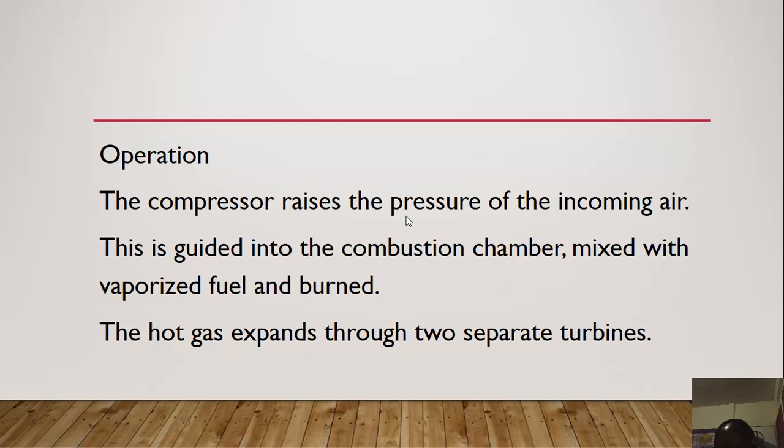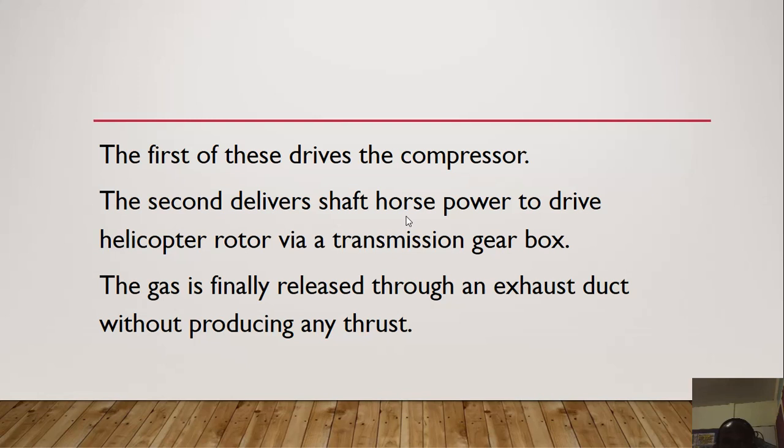Operation. The compressor raises the pressure of the incoming air. This is guided into the combustion chamber, mixed with vaporized fuel and burned. The hot gas expands through two separate turbines. The first of these drives the compressor. The second delivers shaft horsepower to drive the helicopter rotor via a transmission gearbox. The gas is finally released through an exhaust duct without producing any thrust.